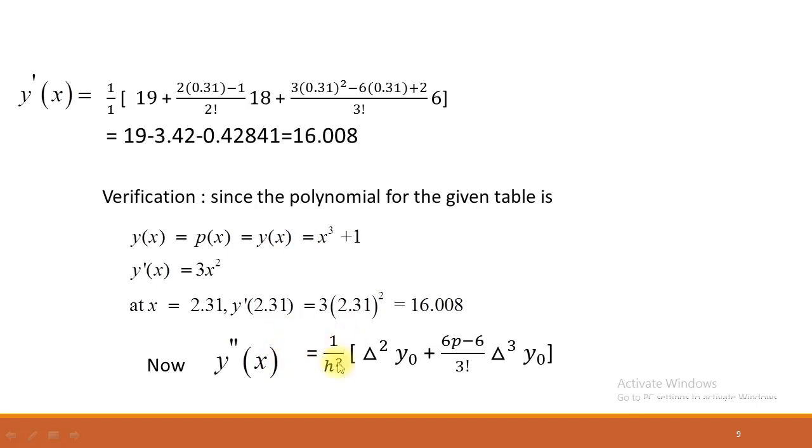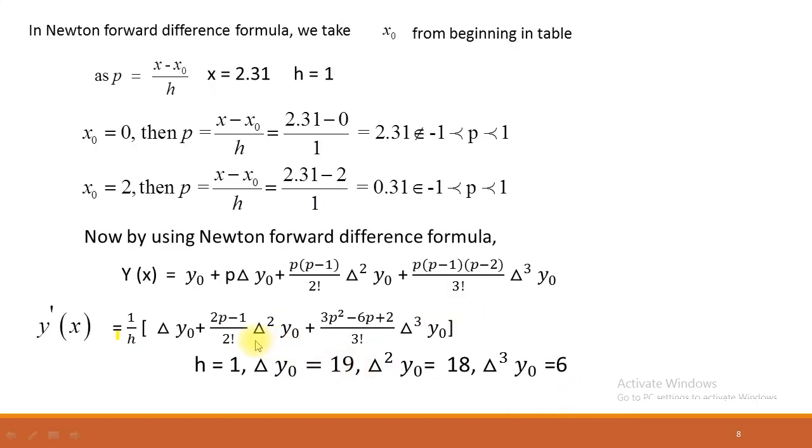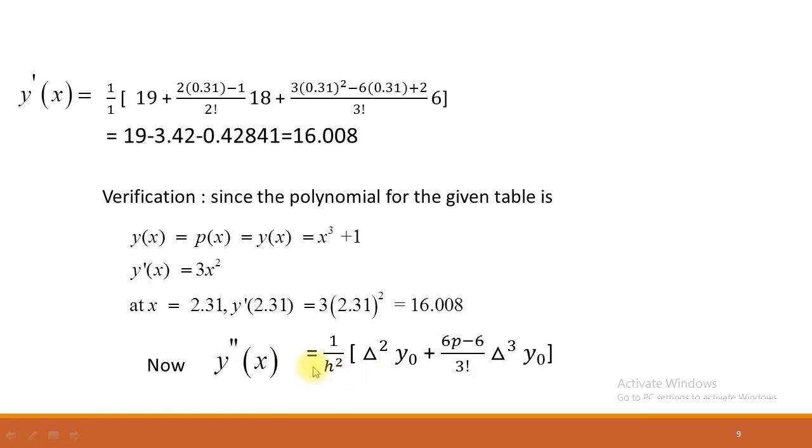Now to find the second order derivative of the function on the basis of Newton forward difference interpolation formula, we take the second order derivative of this expression. We get 1 over h square into delta square y naught plus (6p minus 6) divided by 3 factorial times delta cube y naught. And now come back to the table and again target the values of delta square and delta cube corresponding to y naught.